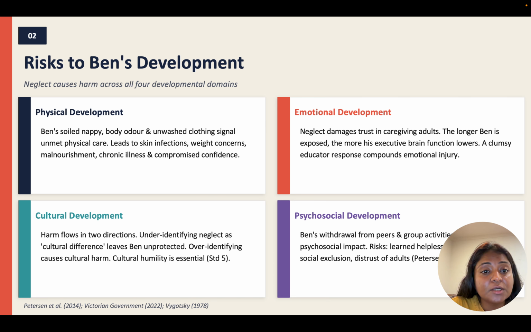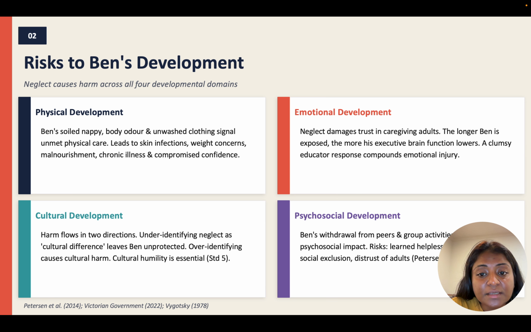There can be risks to Ben's development, and neglect can cause harm across all 4 developmental domains. Out of those, the first one is physical development. Physically, development of Ben can be harmful and it can lead towards skin infections, weight concerns, malnourishment, chronic illnesses, and compromised confidence levels. On the other hand, the neglect can harm emotional development of the child as well. Neglect can damage trust in caregivers and the immediate adults around the child.